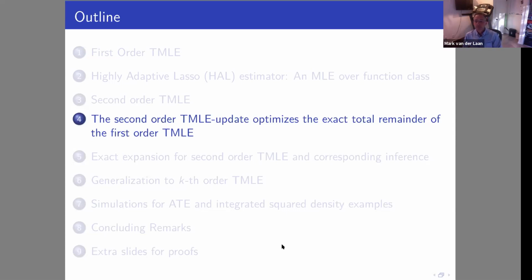Yeah, that makes sense. Thanks. Another question that's popped up in the chat is about the inputs of the algorithms. In particular, whether you have to specify the canonical gradient or whether it's something that can be obtained numerically. Yeah, that's a very good question.